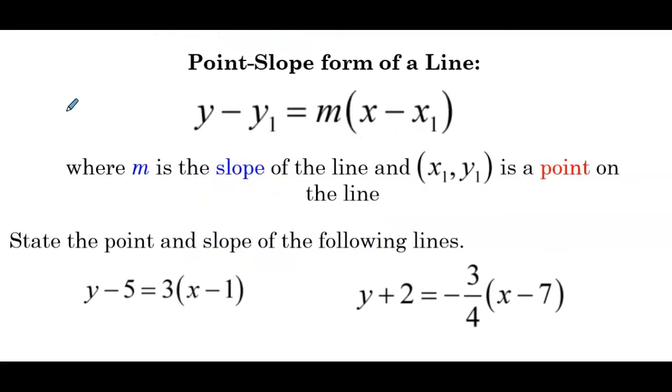So to define it, point-slope form of a line, y minus y1 equals m times x minus x1, where m is the slope of the line and x1, y1 is a point on the line. So as we can see, it can be any point on the line. It does not have to be the y-intercept.